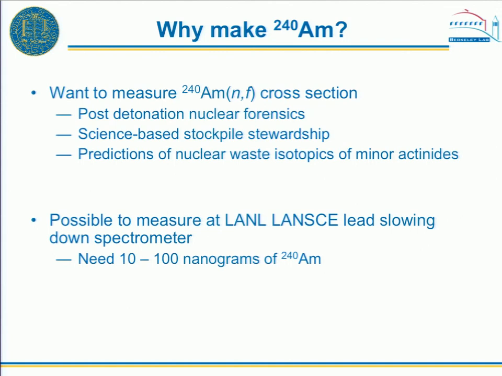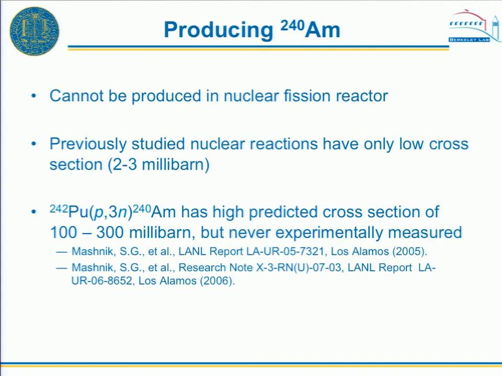And so when you have something that's hard to make, you need an instrument that can measure it on as little as possible. However, for americium-240, making a pure target in the 10 nanogram quantity is still very, very difficult. This is because americium-240 can't be produced in a nuclear fission reactor because it's neutron deficient. And all previously studied nuclear reactions for the production of americium-240 produce it in quantities that are just frankly too small to be able to use to make a lead slowing down spectrometer target. They have these cross sections of only 2 to 3 millibarns.